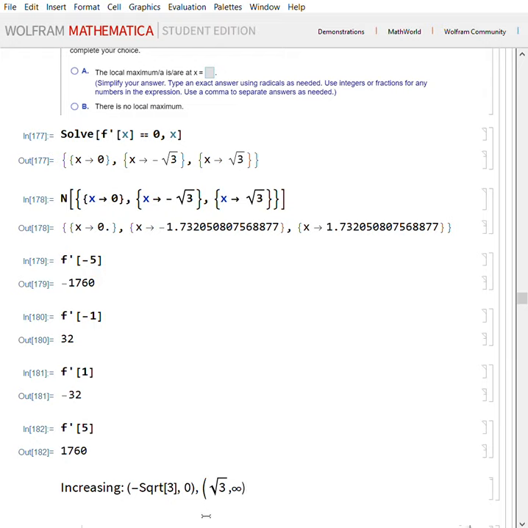So that being said, if it's increasing all the way from negative square root of 3 to 0, 0 is where it stops increasing, well, that makes it your maximum. So the local maximum is at 0. Let's check the answer. It says correct. Now it comes back asking me for the minimum.